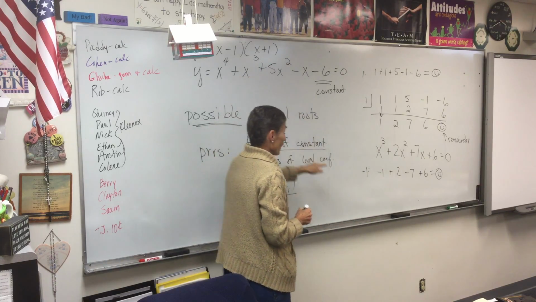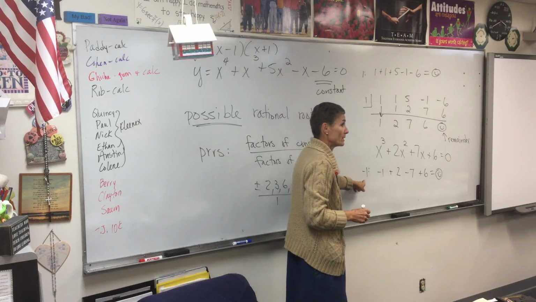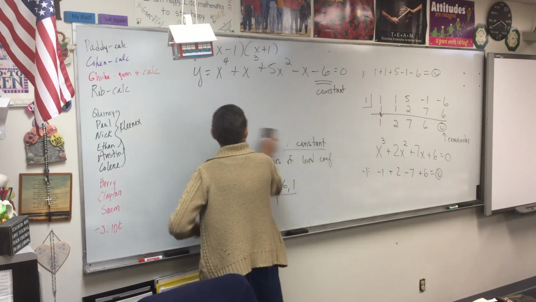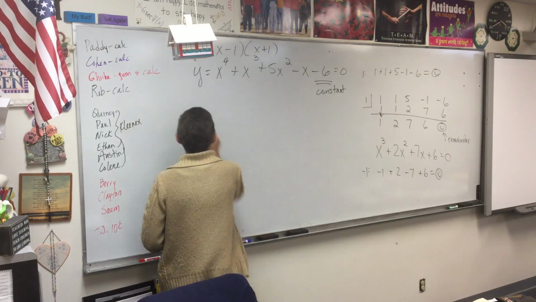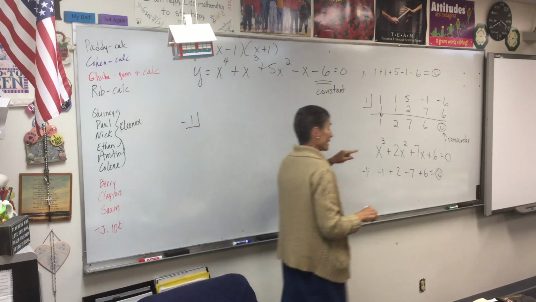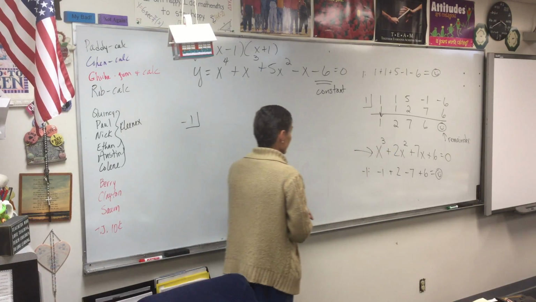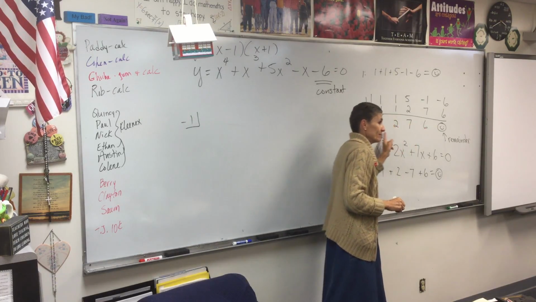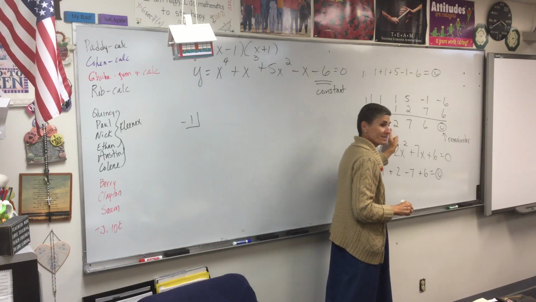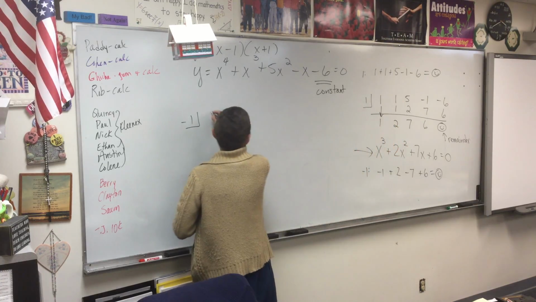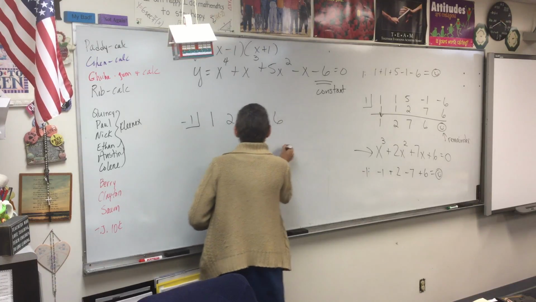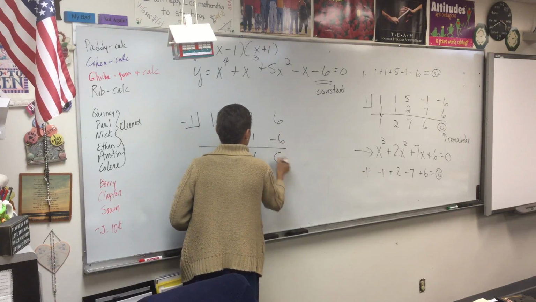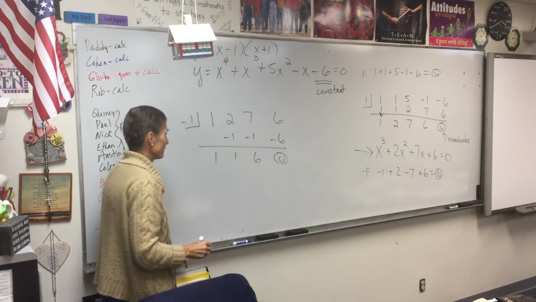Now that I know negative 1 works, what do I do? Divide. I divide it out. So now negative 1 goes out here. Don't go back to the original problem. Go to the problem we have it reduced to. Anybody know what we call this guy right here? It's got kind of a funny name. It's called the depressed polynomial. So down comes the 1. And there's that 0 that I found, that I knew I found.